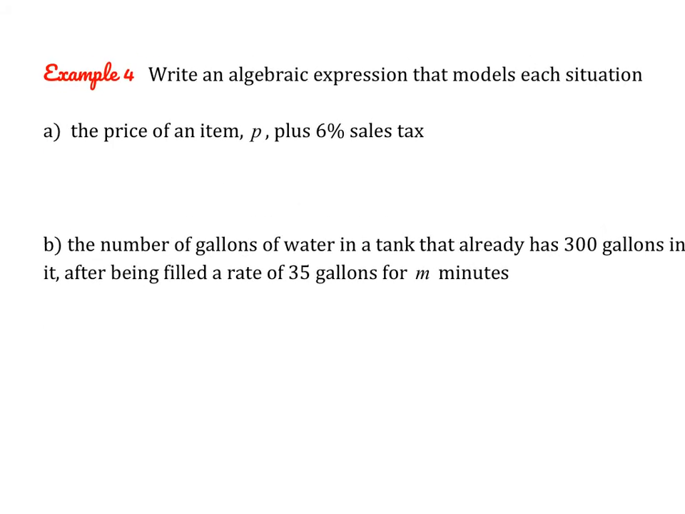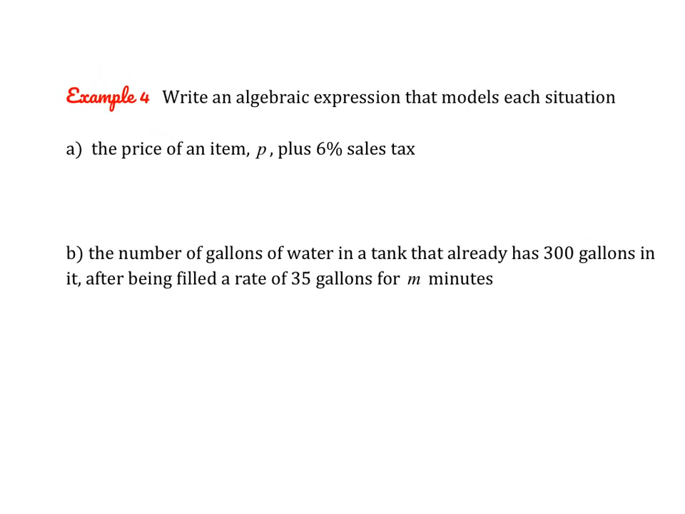All right, so let's give 2 a try together. So here we are writing an algebraic expression that models each situation. The price of an item, which is P, plus 6% sales tax. Okay, so we know we can start with just saying the price of the item, P, that part is easy enough. And then we see the word plus. Okay, so I'm going to put a plus sign. So now we have to find a way to represent this 6% sales tax.